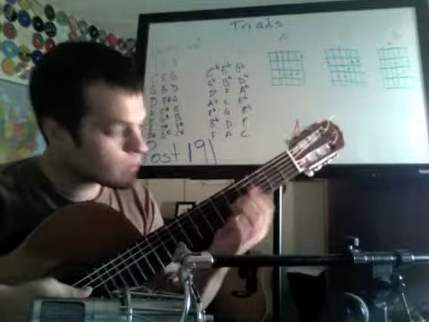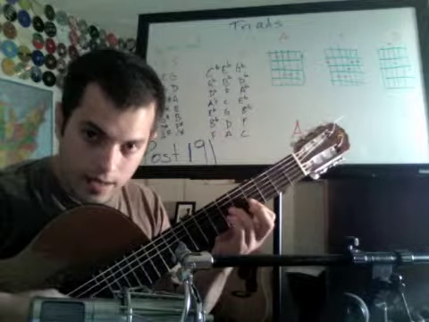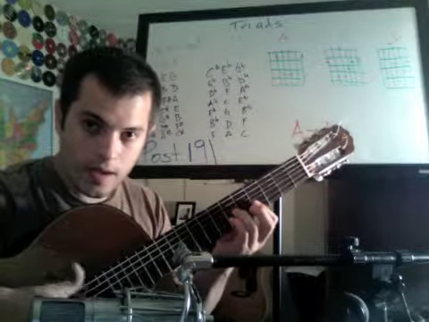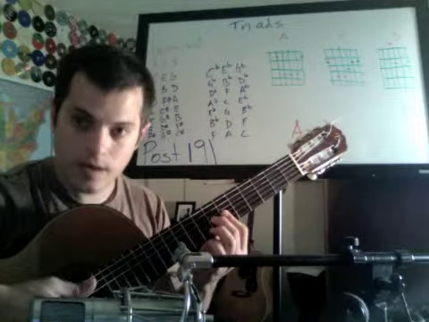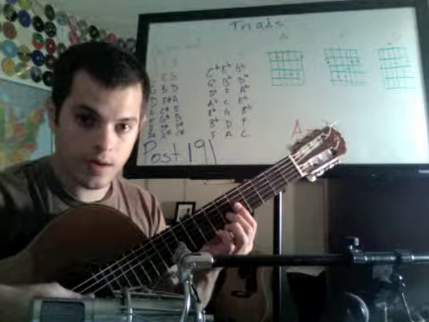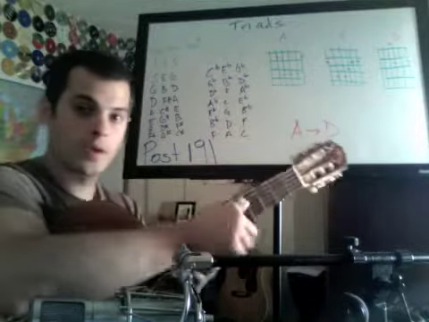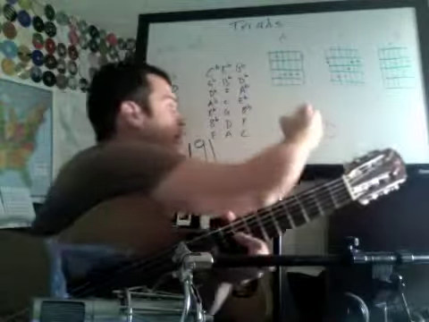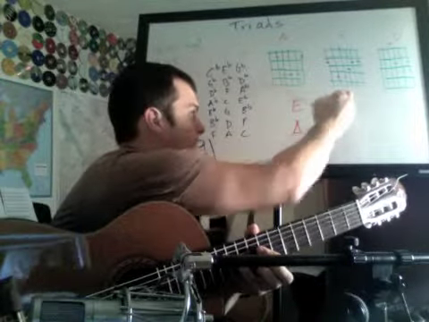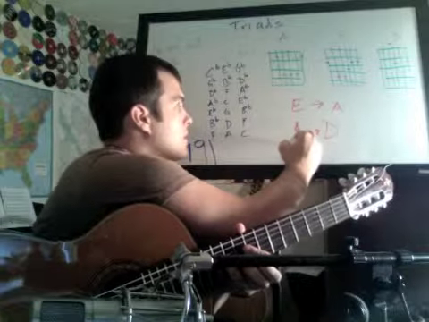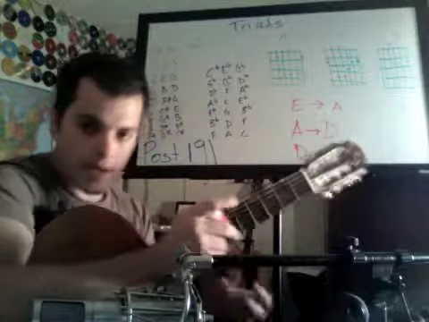Okay, so you can do that with, you can go E to A, and then you can go D to E. Okay, so those all sound cool together. So you start doing combinations with those, okay?